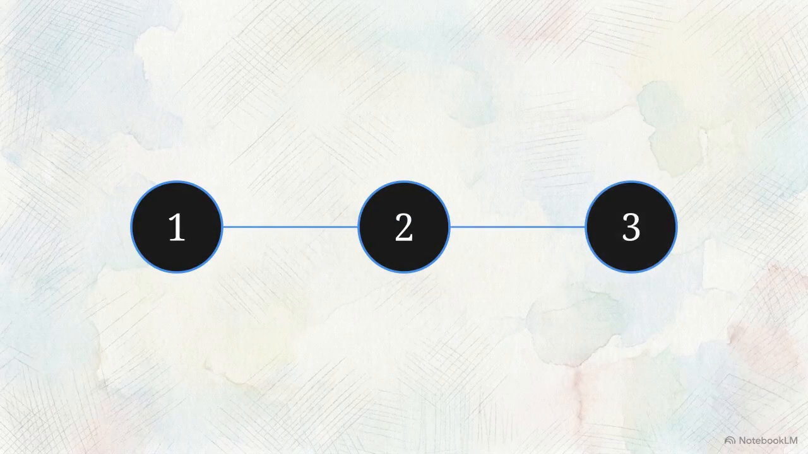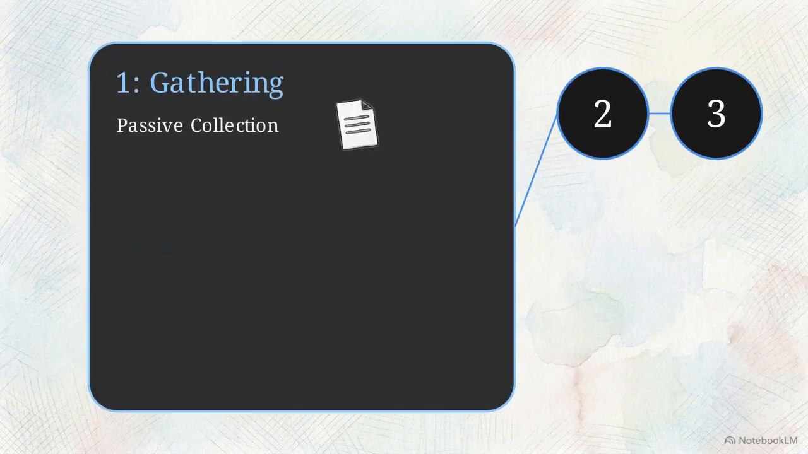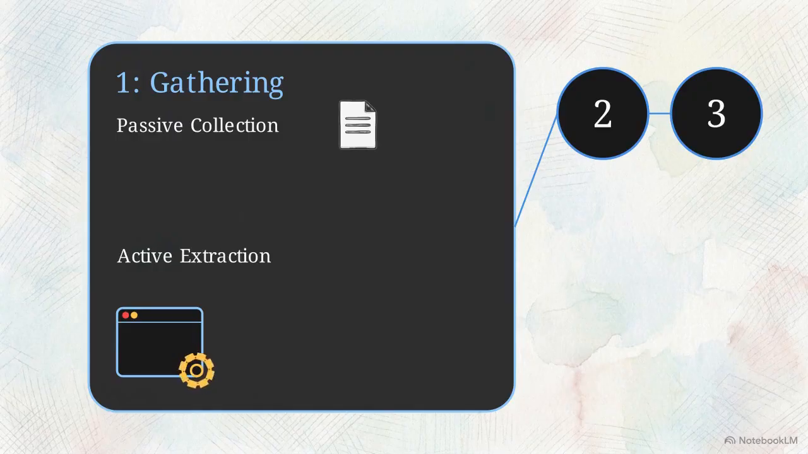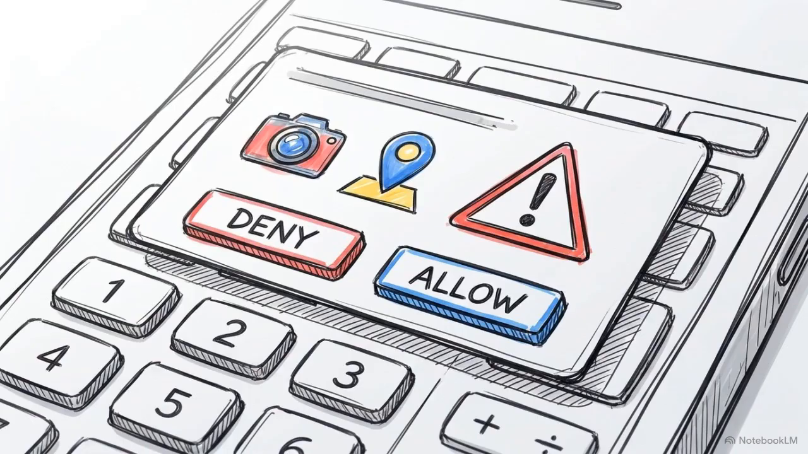To map the overarching architecture that processes user information, we look at the personal data lifecycle's three major stages. Node 1 is gathering. This happens through passive collection, like registration forms, and active extraction, using tracking cookies and mobile sensors. A specific vulnerability here occurs when mobile apps request excessive hardware permissions, like a simple calculator app demanding access to your camera and GPS coordinates to function.